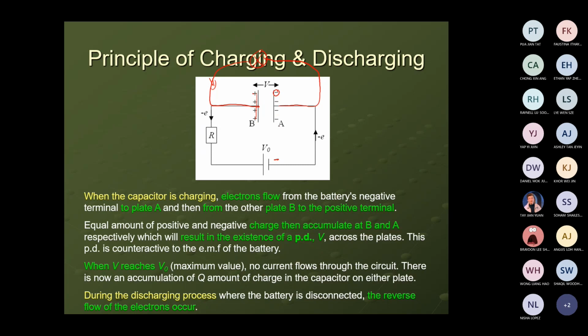Let's say on A you have 50 electrons and 50 protons, so it's neutral. B also has 50 electrons and 50 protons before it was charged. When charged, the electrons will start to accumulate on plate A. That means the 50 electrons will start to rise to maybe 70 or 80. Let's say it becomes 80 electrons.